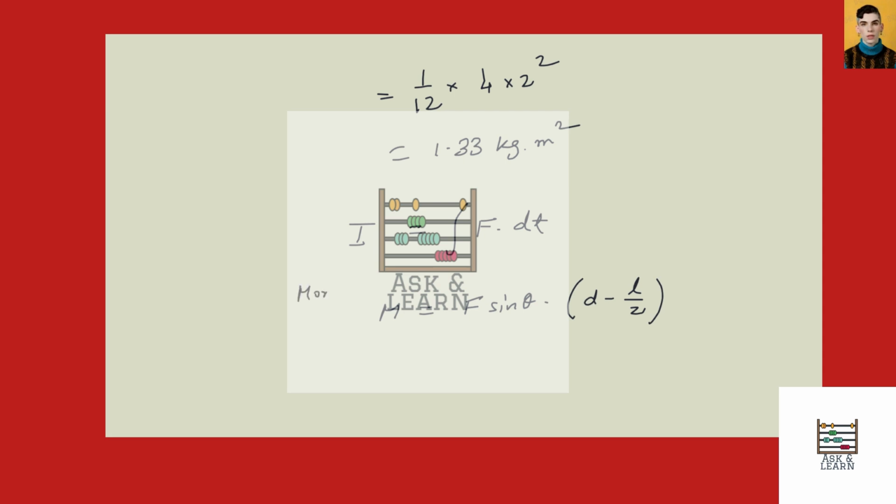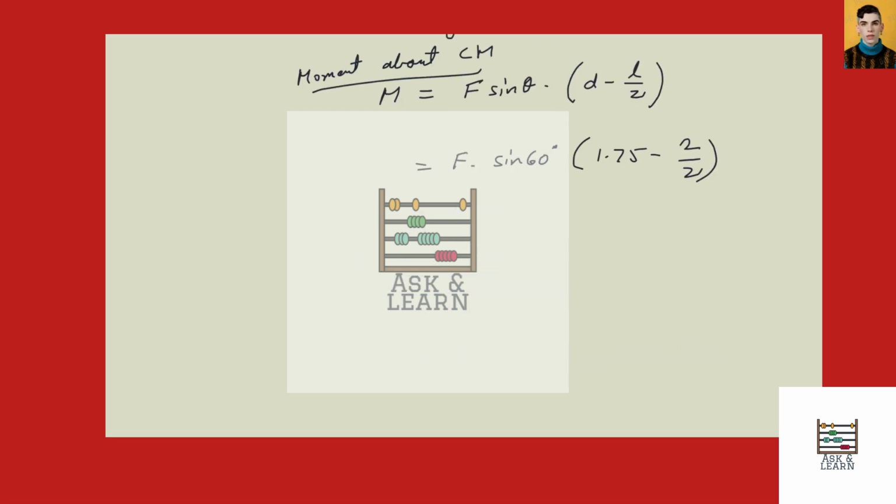Moment about the CM. If you plug in the values, this is F times sine of 60 degrees times, sorry, the reverse, 1.75 minus 2 by 2. And this will come out to be equal to 0.65 F.